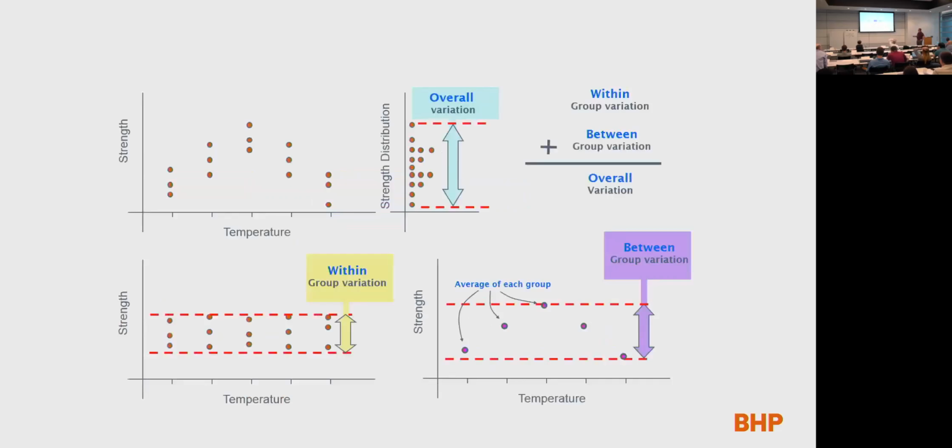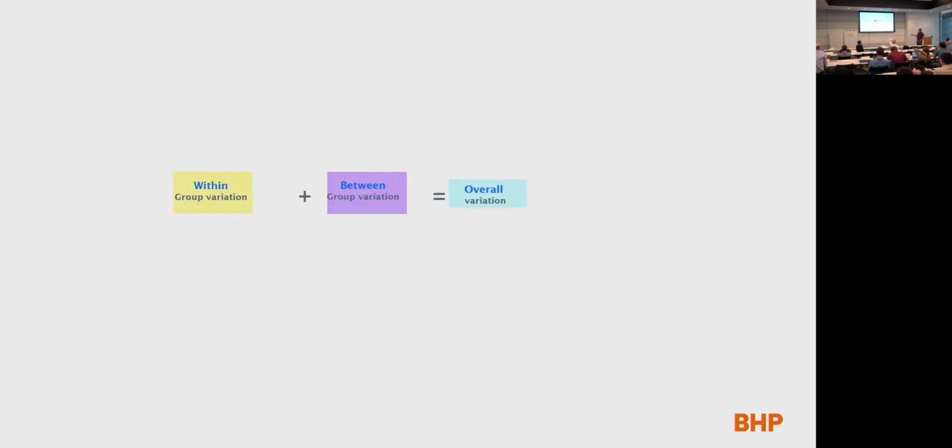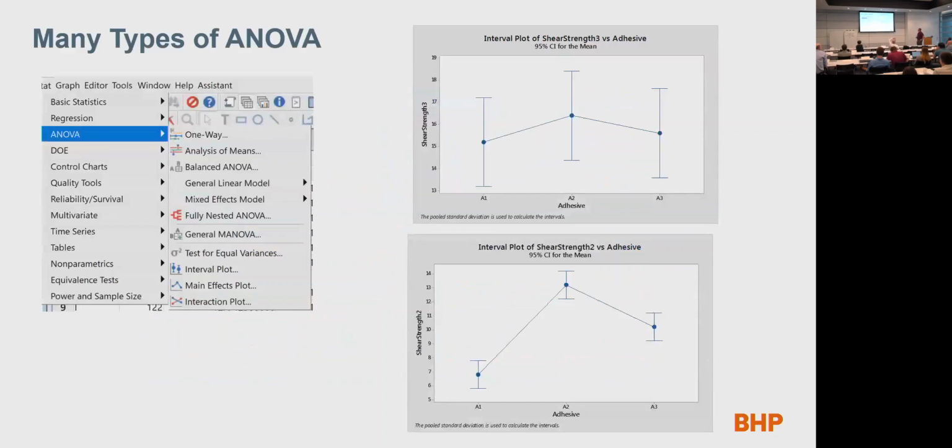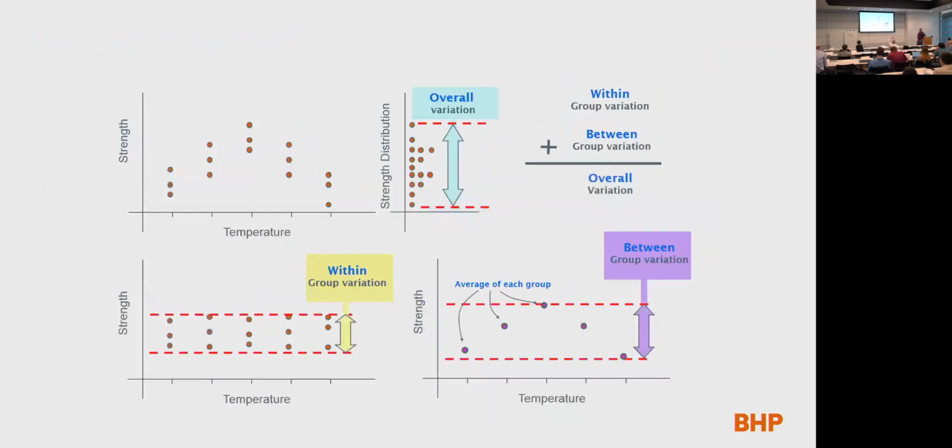So what we're showing here is the within group variation plus the between group variation is the overall variation. And we can use this mathematical formula in ANOVA analysis, and that's what we do. It's pretty simple. Yes? Why would you use a root mean square? A root mean square. So what's your context there?